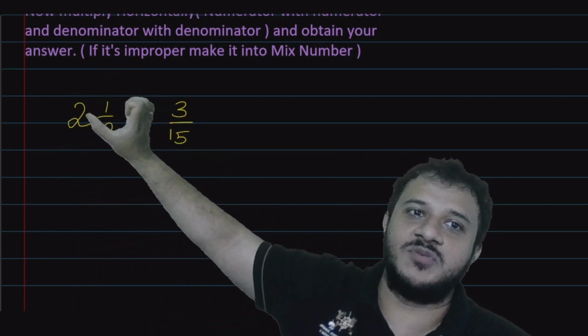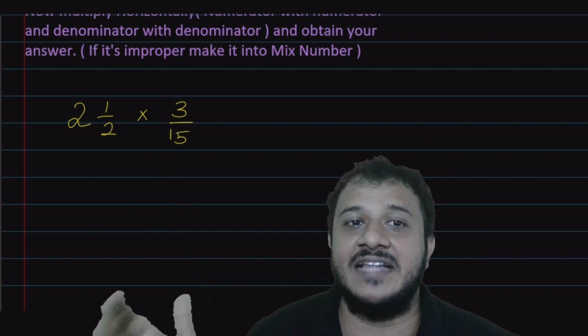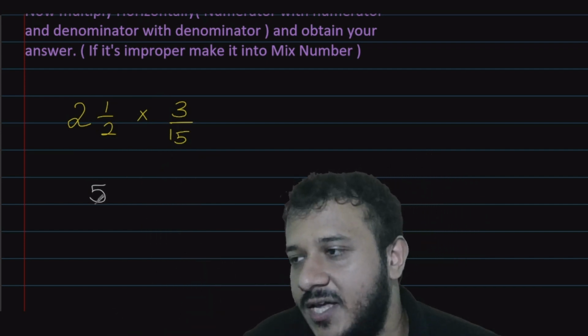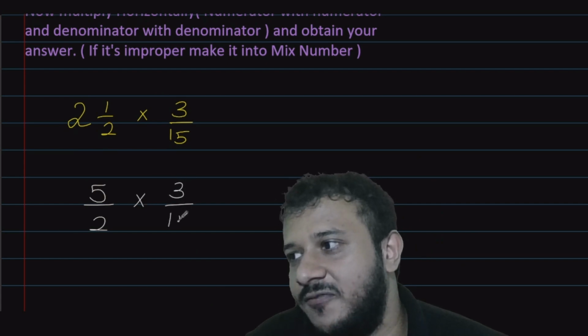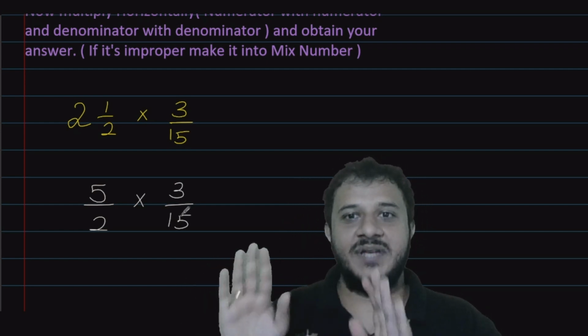5/2. Because 2 times 2 is a 4, plus the 1, that's a 5. So 5/2 multiplied by 3/15. Perfect. Now I'm done with my first step.